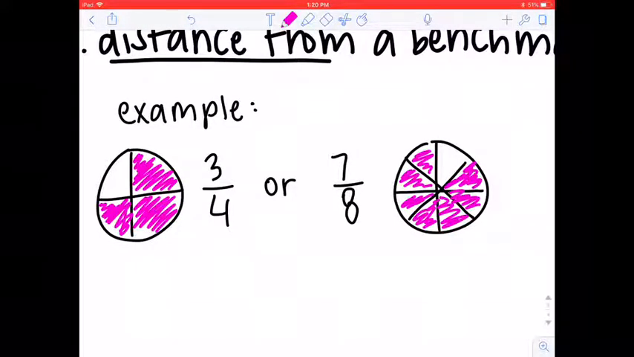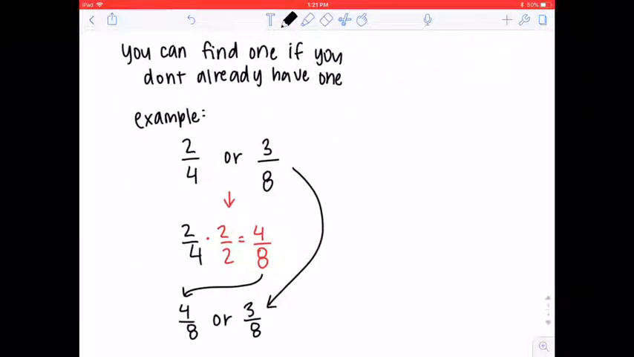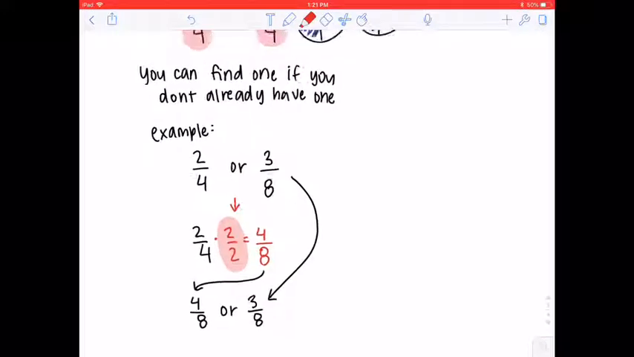But the piece of pizza missing from 3/4 is a bigger piece than what's missing from 7/8. And so since 3/4 is missing more, that means 7/8 has more pizza. And if all of those methods fail, then you can always just find a common denominator. And you do that by figuring out what bottom number you can make them have in common and changing one of your fractions or both of your fractions so that you end up with the same bottom number. So here I multiplied by 2/2 and I got 4/8, and then I compared 4/8 with my original 3/8.